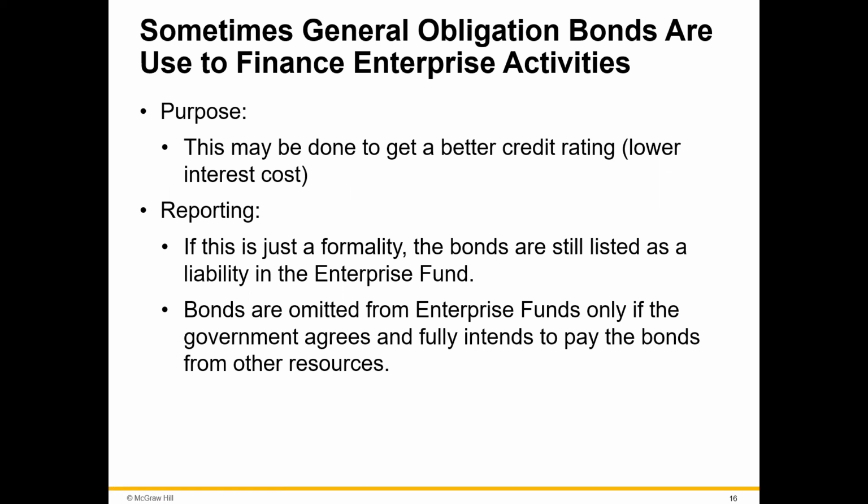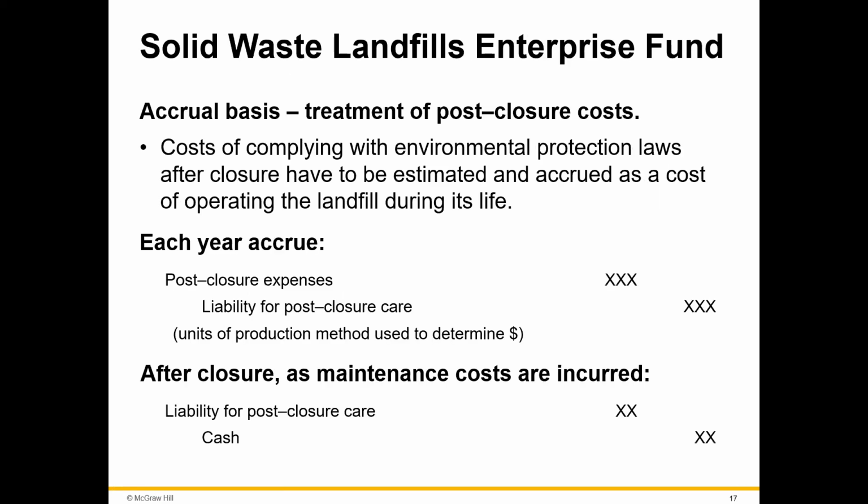Sometimes general obligation bonds are used to finance enterprise activities. This may be done to get a better credit rating and lower interest cost. If this is just a formality, the bonds are still listed as a liability in enterprise funds. Bonds are omitted from enterprise funds only if the government agrees and fully intends to pay the bonds from other resources. And so you can kind of see what's going on here.